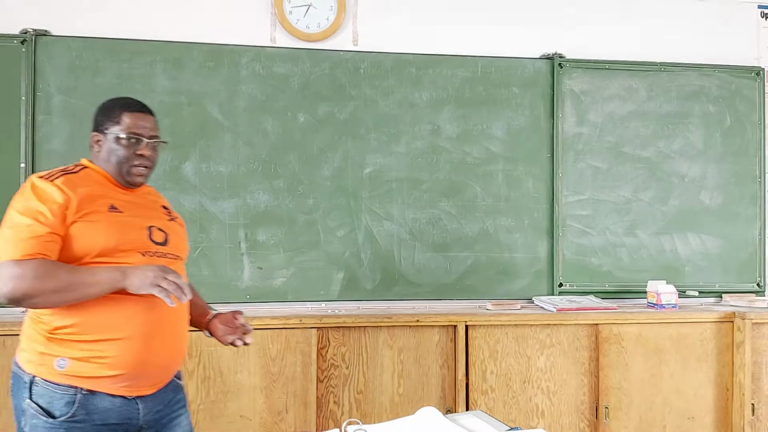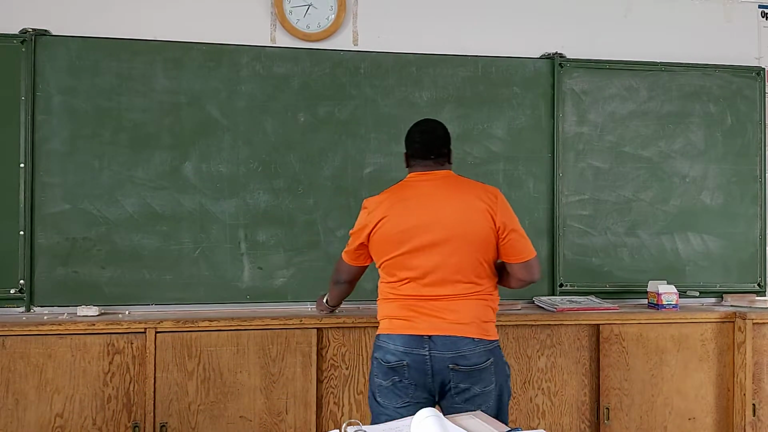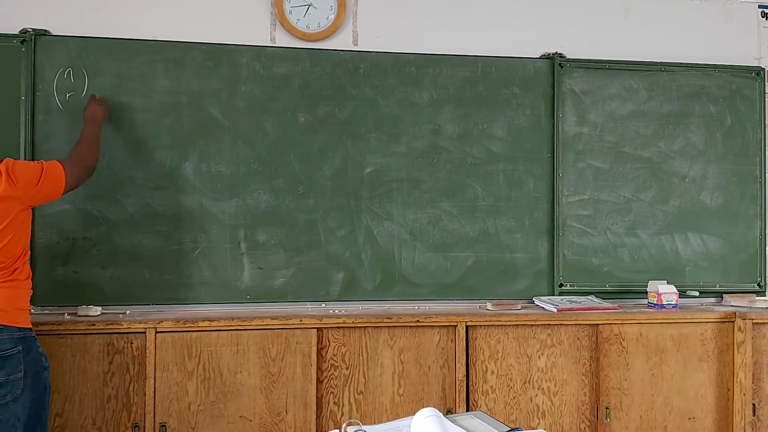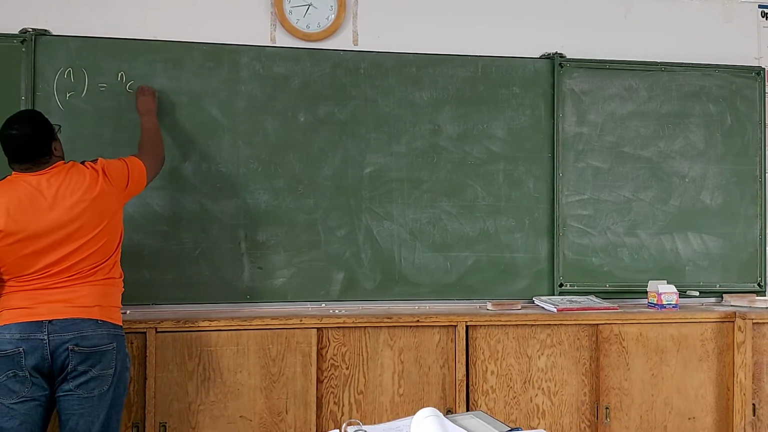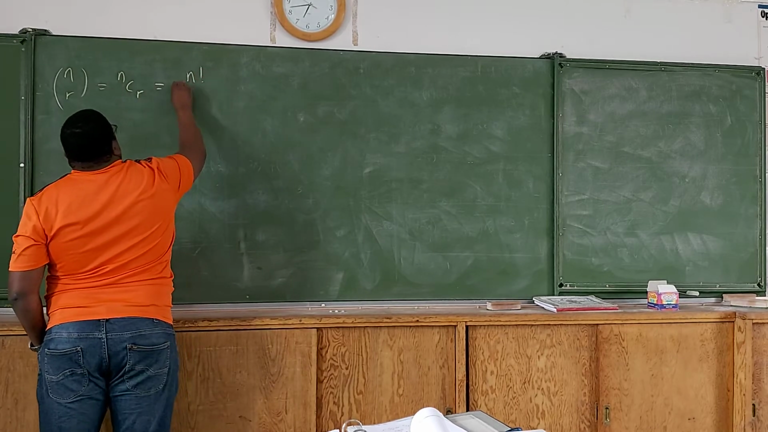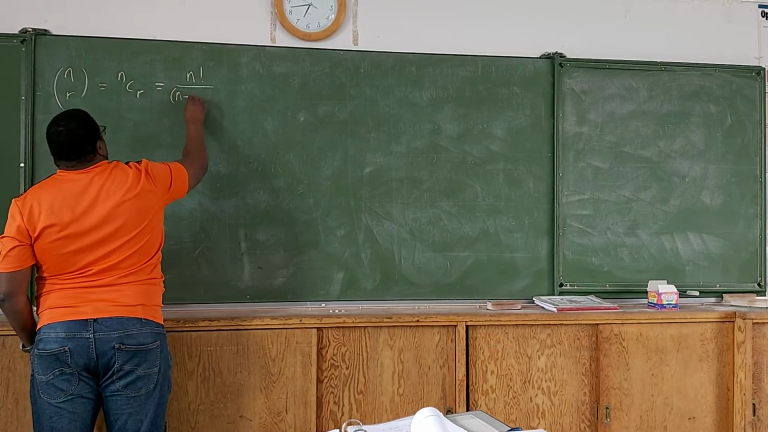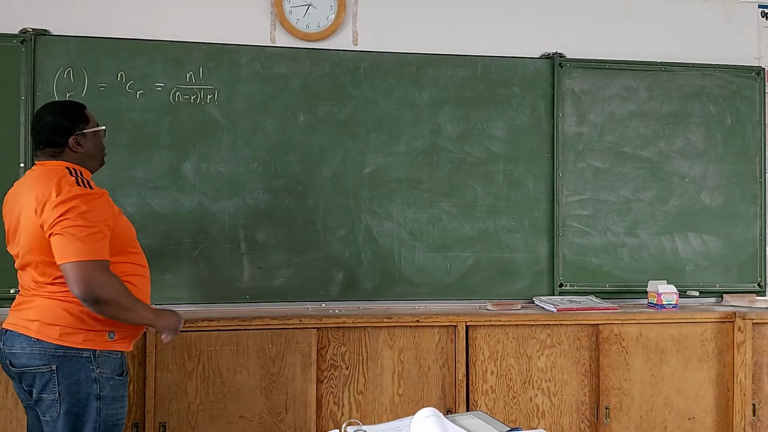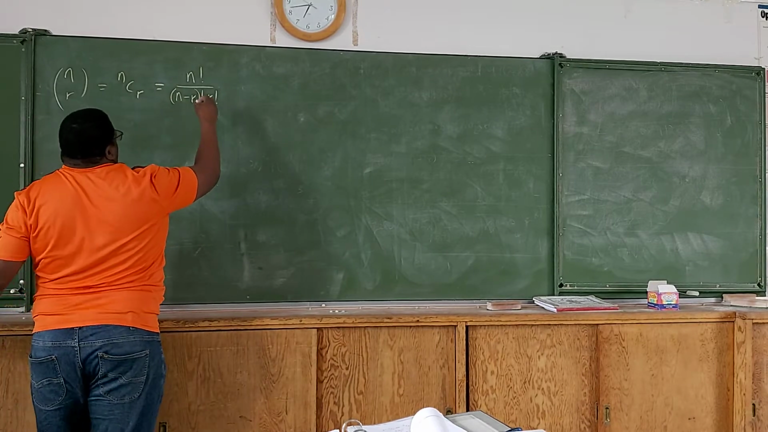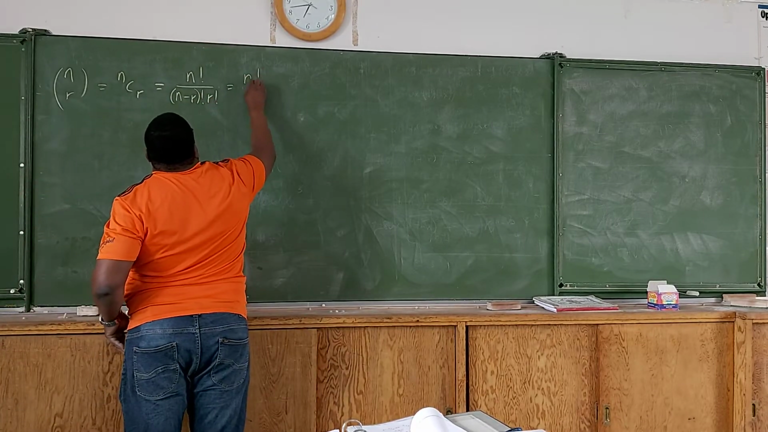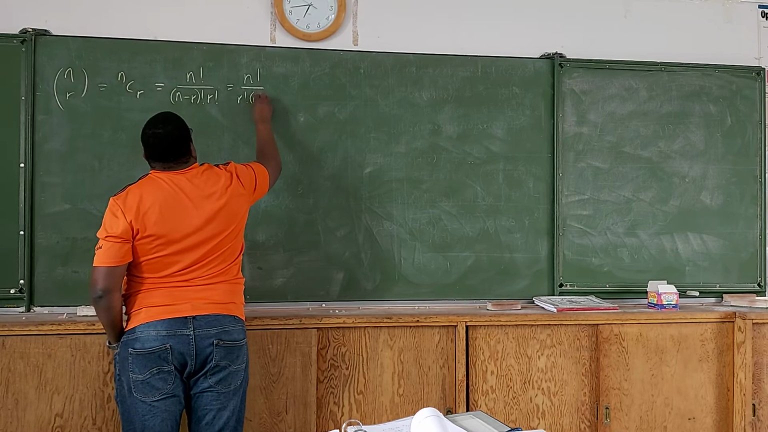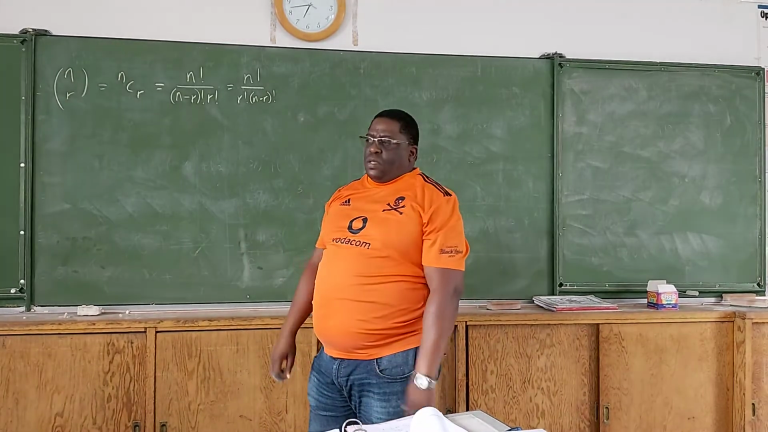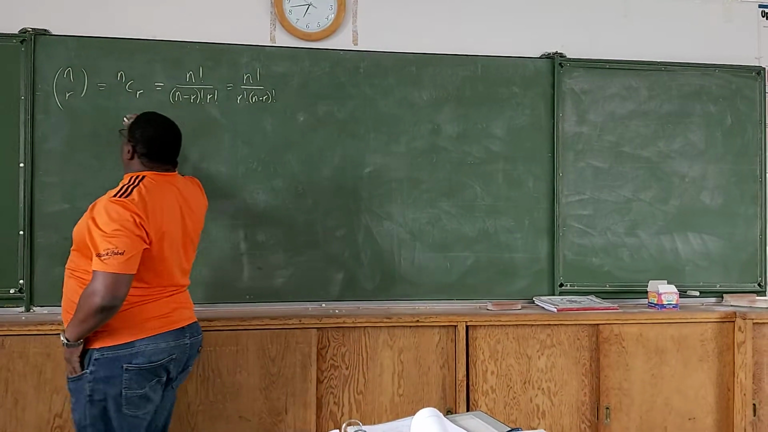So without this really, it would have been a little problem. And you also know that nCr, which is the same as NCR, is n factorial over n minus r factorial times r factorial. This can also be written, sometimes you'll see that a lot, where people write it as n factorial over r factorial times n minus r factorial. Same thing.